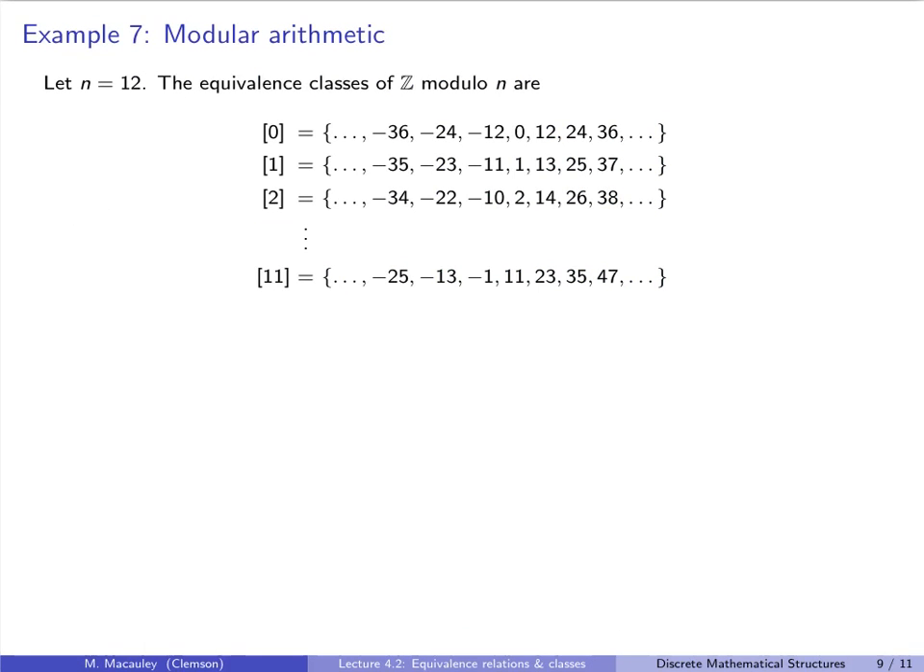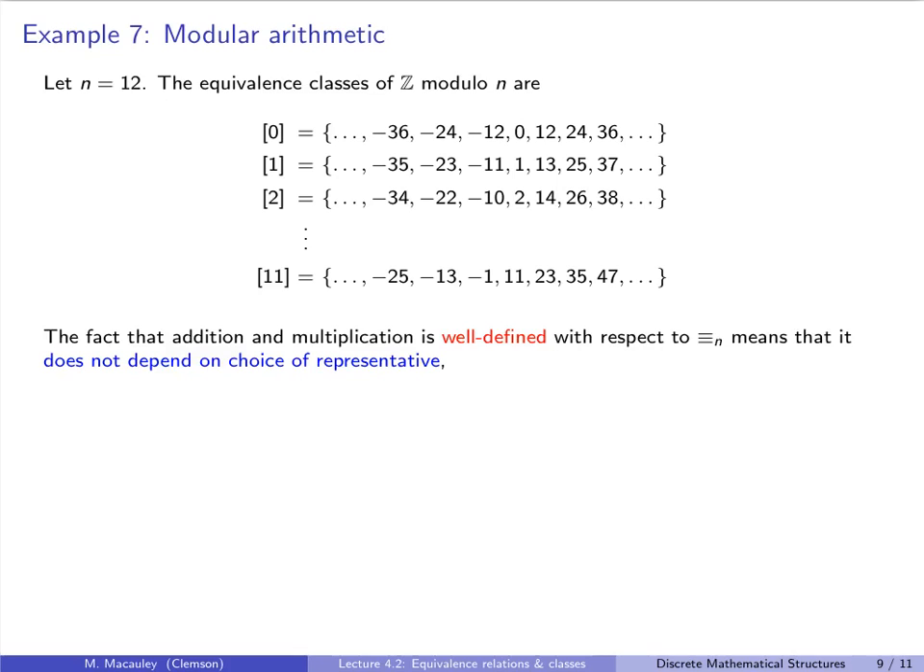Once again, let n equal 12. The equivalence classes of Z mod 12 are the following. So the equivalence class containing 0, the equivalence class containing 1, the equivalence class containing 2, all the way up to 11. So the equivalence class containing 2 is a set of multiples of 12. I could, of course, write this as the equivalence class containing 12 if I wanted to, or the equivalence class containing 48, or I could use any representative. The fact that addition and multiplication is well defined with respect to the equivalence relation means that it does not depend on the choice of representative.